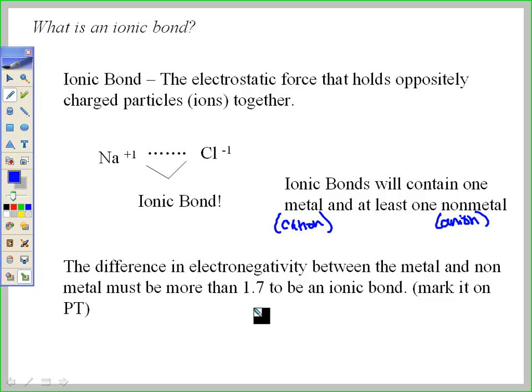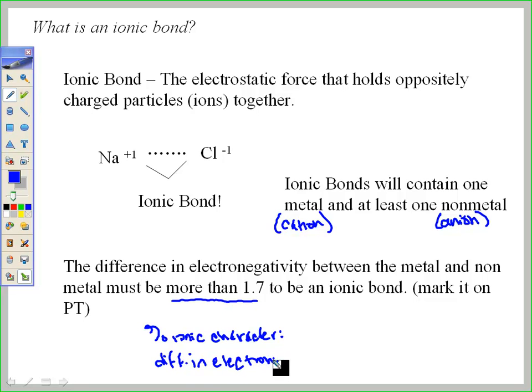The difference in electronegativity between the metal and the nonmetal must be more than 1.7 to be an ionic bond. And we're going to mark that on your periodic table. That's on the front. Down towards the bottom, you'll see a little chart that says % ionic character. And you have a difference in electronegativity. I think the difference in electronegativity is actually on the top of your chart. But anyways, when you get to 1.7, that should indicate a % ionic character of above 50.